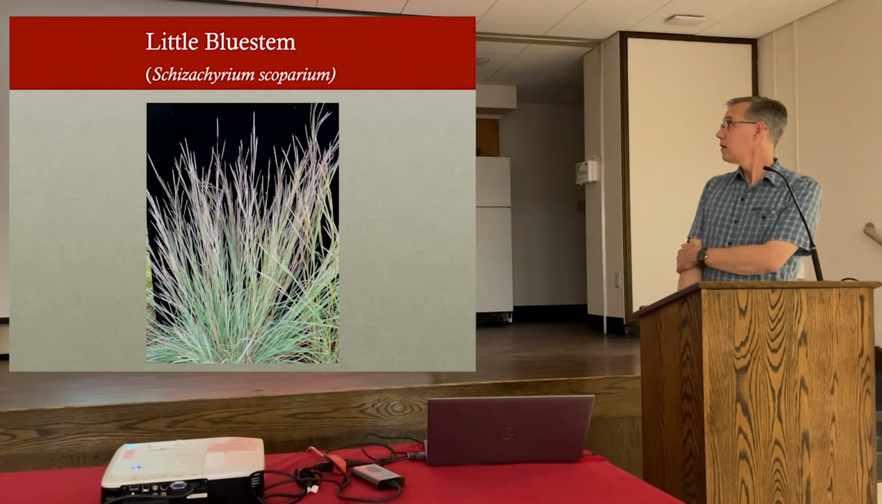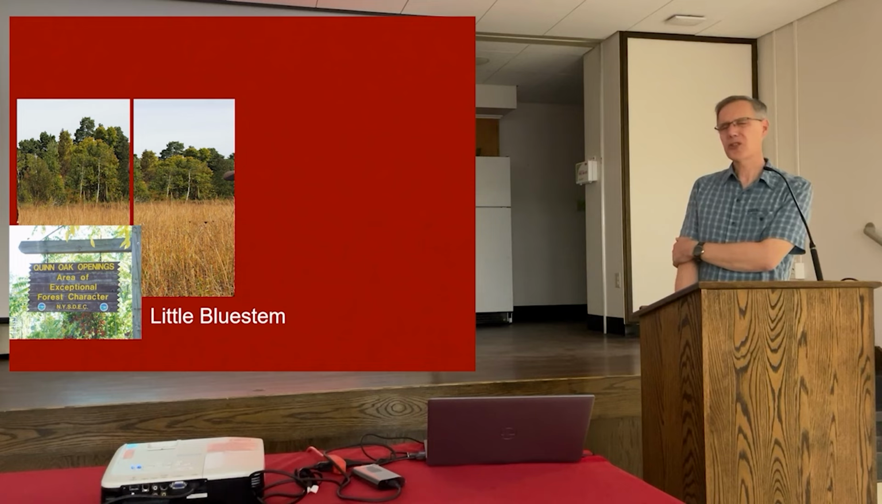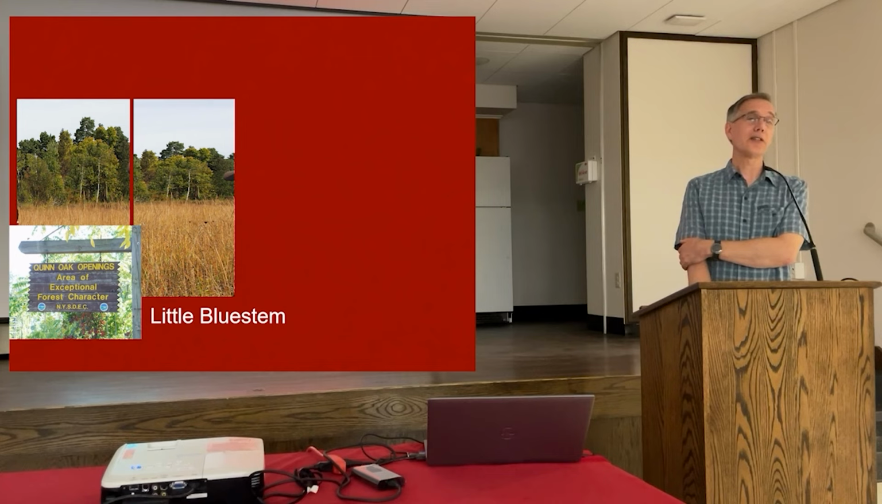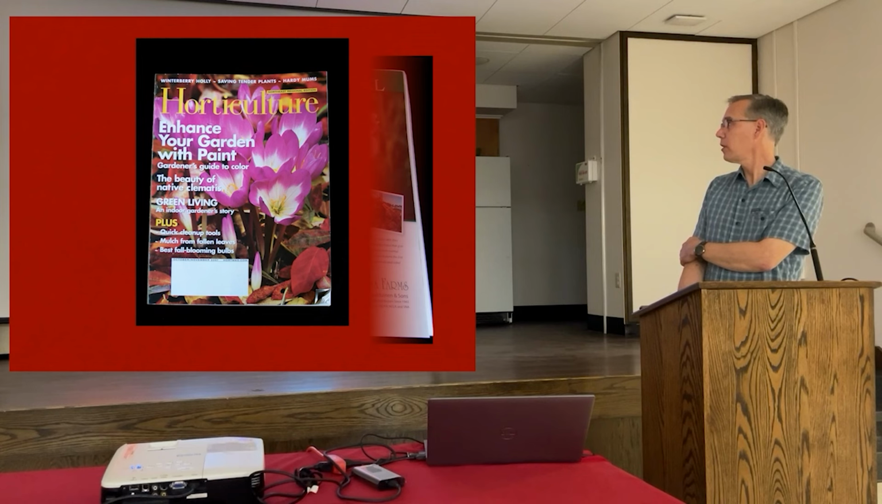And here is one of those oak openings that's up in Rush. And there's some little blue stem there. And it's called little blue stem, but it gets about 4 feet tall. So there's a big blue stem that gets to 6 to 8 feet tall. And it was one of the food sources for buffalo. But people are starting to recognize that it can be a good plant for our garden as well.